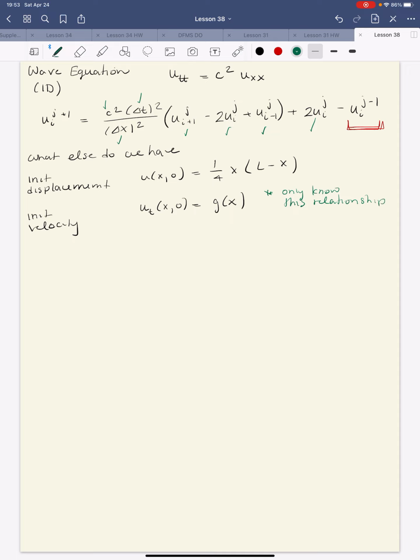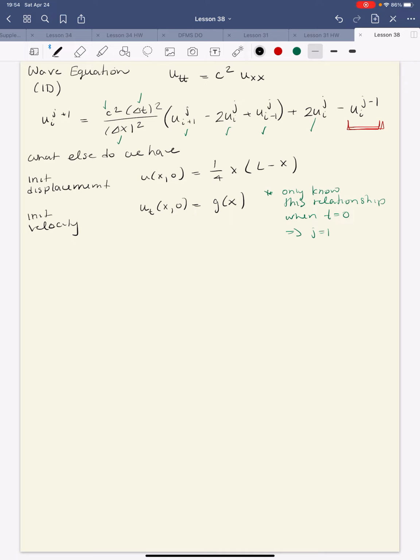Now, what will become very important later is that we only know this relationship at one point in time. And if you're thinking that it's probably when t equals 0, you're 100% right. So we only know this relationship when t is equal to 0. And if we're thinking about this in MATLAB terms, because MATLAB doesn't index at 0, this would actually correspond to when j is equal to 1. So we only know this information, u sub t (x,0), the initial velocity, is equal to g of x only when j is equal to 1. So hold on to that thought as we move forward.